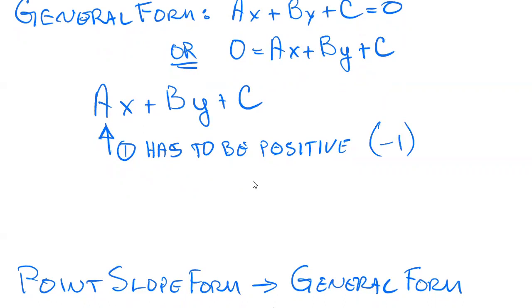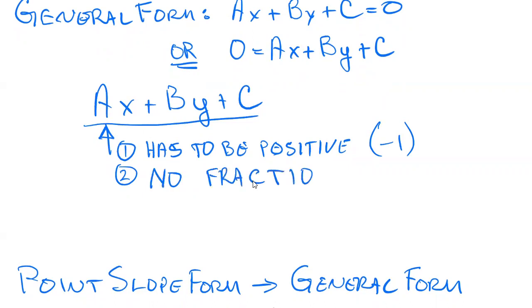The second thing is that there cannot be any fractions. No fractions in the entire equation. So in order to get rid of the fractions, you just multiply everything by that common denominator. Okay, so hopefully through these examples, you'll see what I mean.